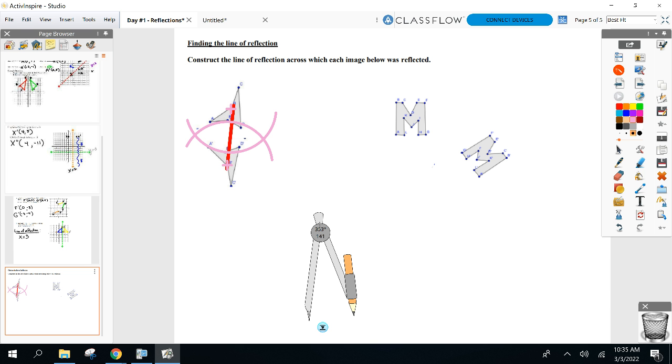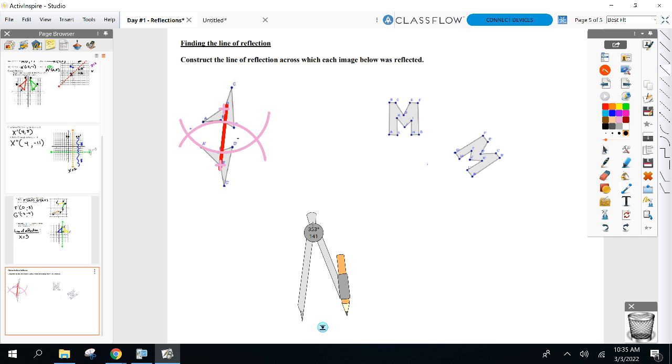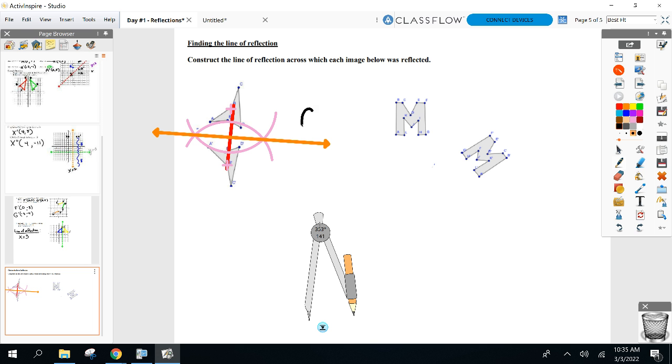And then whenever you're ready, grab your straight edge, draw in your line of reflection. That's the line of reflection right there, the perpendicular bisector. And just make sure you make a little note of it. That's the line of reflection. So that's all it is. It's the perpendicular bisector.